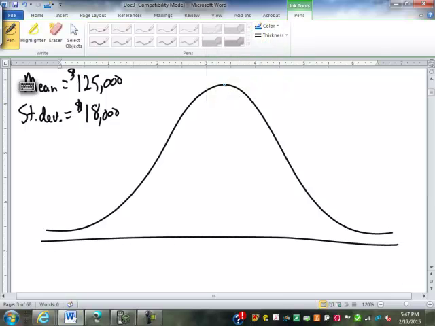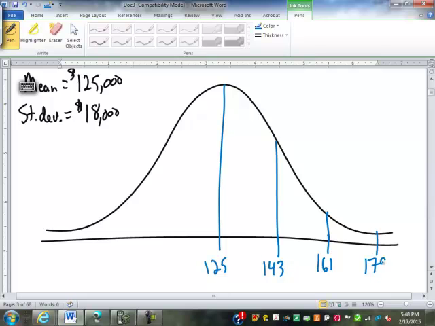At the very center of our bell curve is going to be our mean of 125,000. I'm just going to write 125 to fill it in. We can go left to right or right to left first. It doesn't matter. I'm going to go to the right first. I can add 18, so this would be 143,000. Adding another 18 would be 161,000, then 179,000.